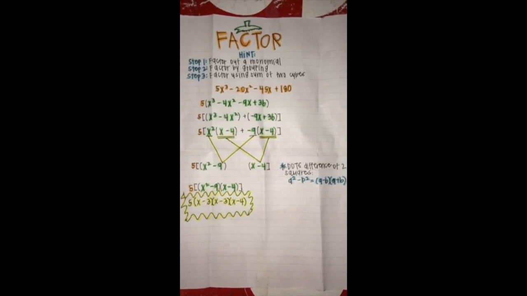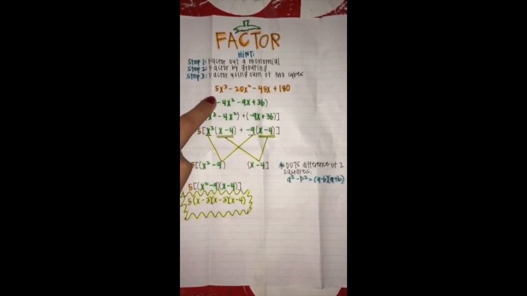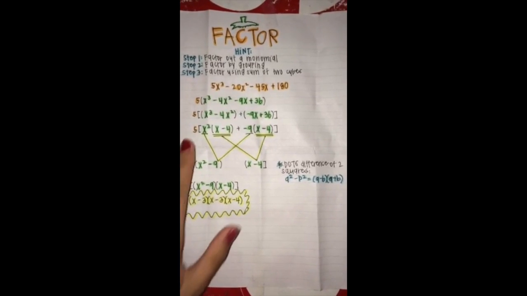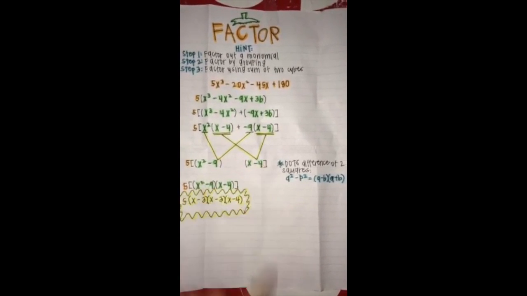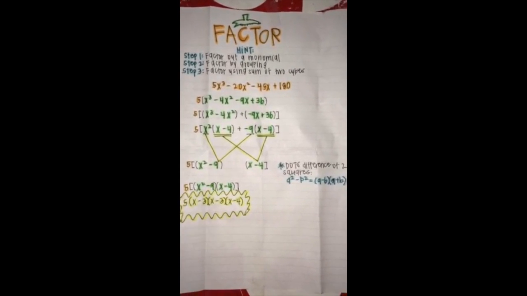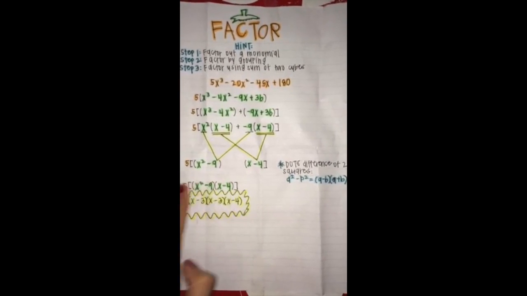Start the problem by factoring 5 out of each term. Then you factor out your variables and factor by grouping. Next, you use dots, aka the difference of 2 squares, to display your answer in factored form.